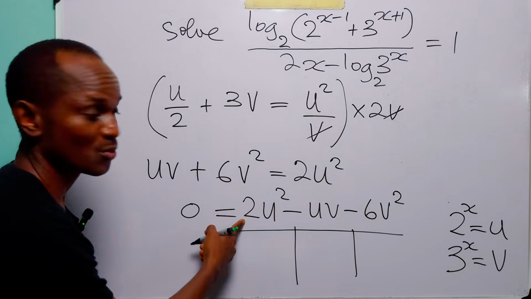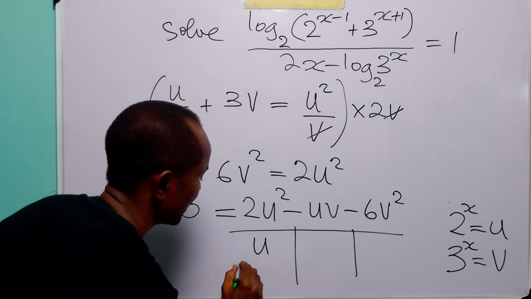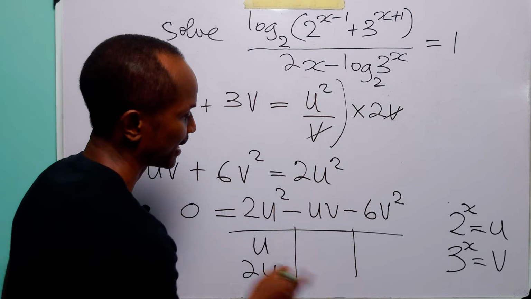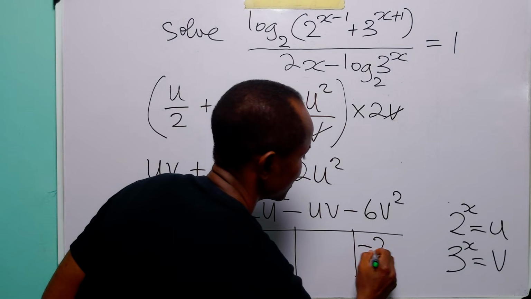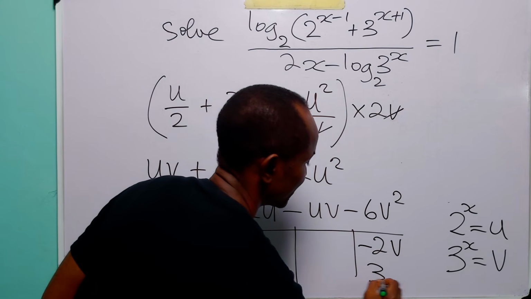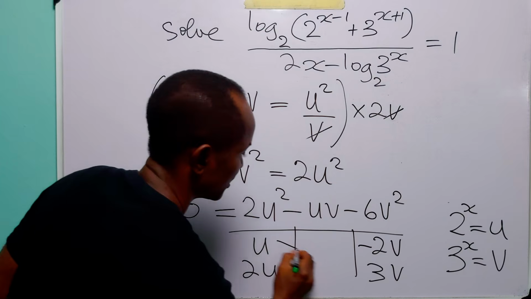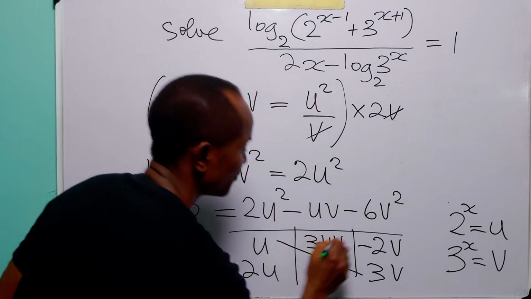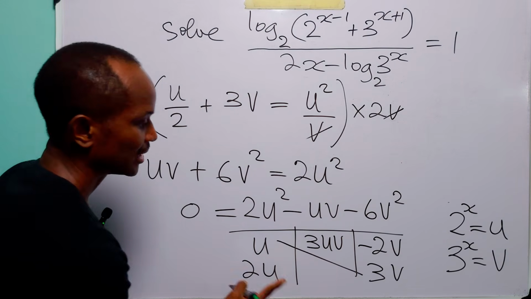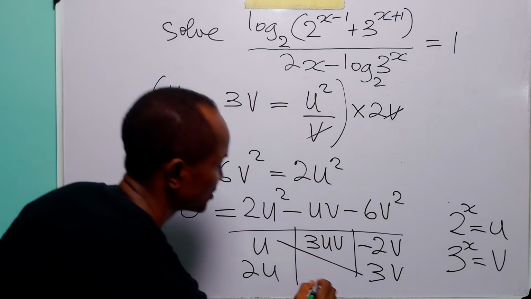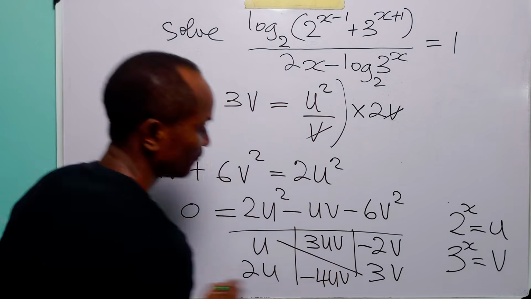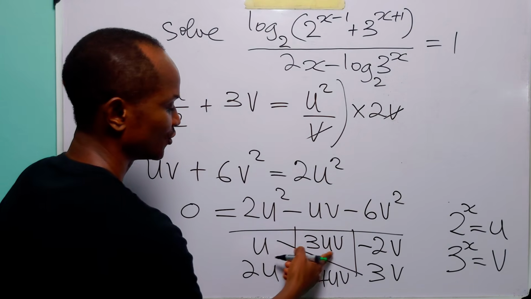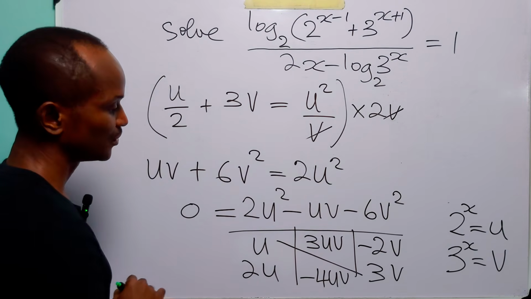The factors of 2u squared are u and 2u. And the factors of minus 6v squared are minus 2v and 3v. Now, u times 3v is going to give us 3uv. And 2u times minus 2v is going to give us minus 4uv. And minus 4uv plus 3uv is going to give us minus uv.